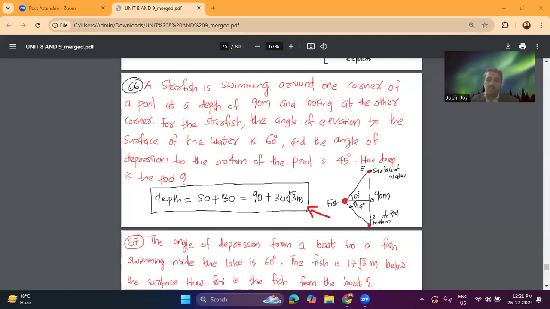If your answer is not this, your answer is wrong. So solve the problem. Draw this figure, draw this diagram, and then mark all the angles, and then find the appropriate trigonometric ratios, and then solve it. You will get the final answer. Depth of the pool is 90 plus 30 root 3 meter.